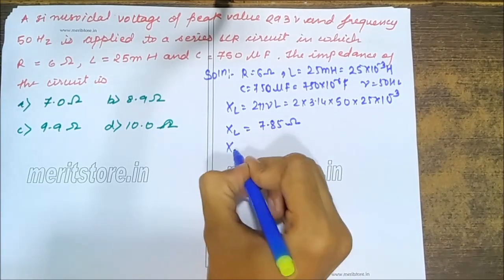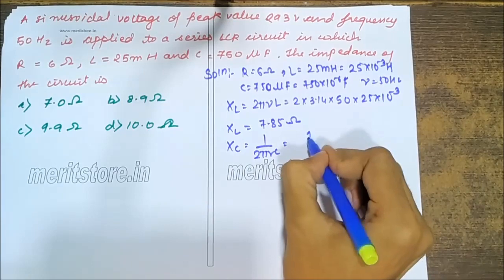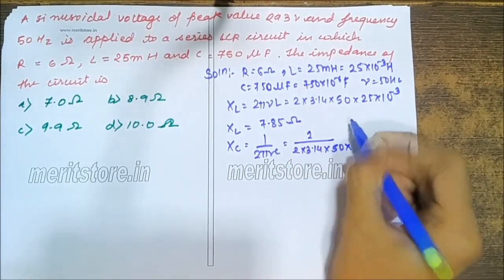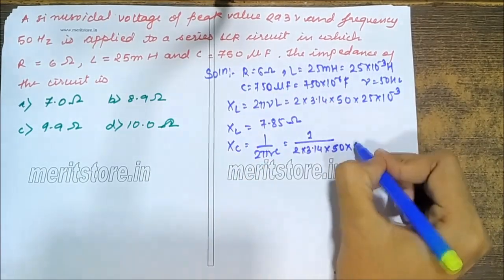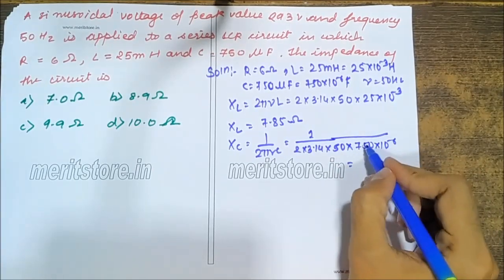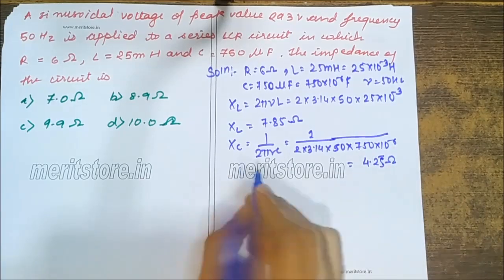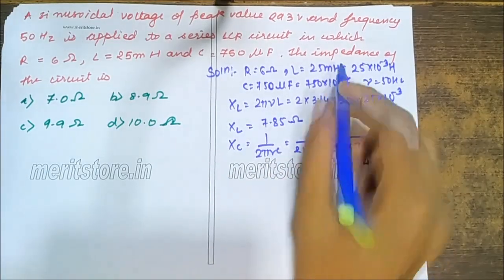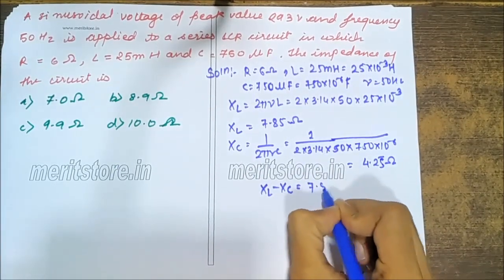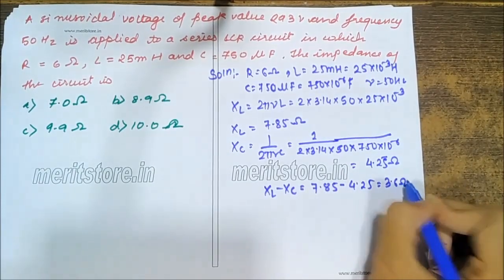Next we need to find the capacitive reactance, that is again given by 1 upon 2 pi nu C. So, same thing, 1 upon 2 multiplied by 3.14 multiplied by nu, that is 50, multiplied by the capacitance of the capacitor, that is 750 multiplied by 10 raised to minus 6. This gives you the answer, rounded, to be 4.25 ohms. We will subtract both of them as we are going to use this in the impedance formula. So XL minus XC is 7.85 minus 4.25, which equals 3.6 ohms.